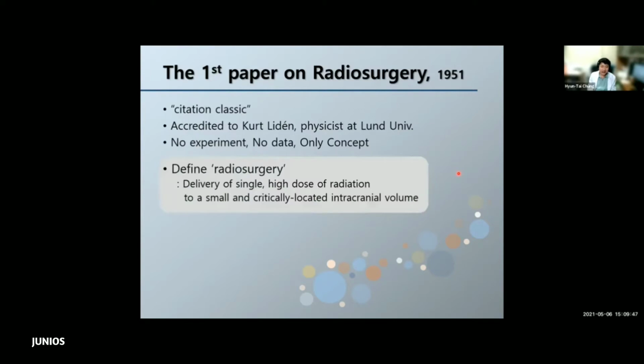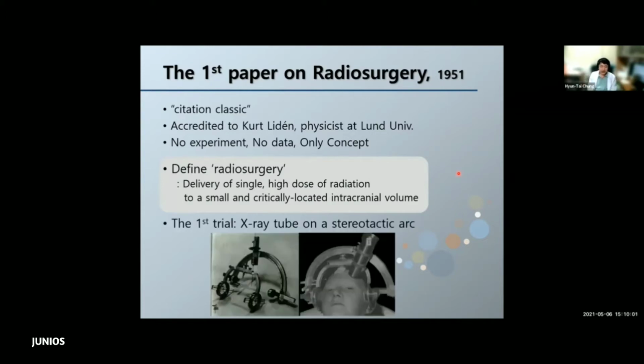Anyway, in the paper, he defined radiosurgery as the delivery of a single high dose of radiation to a small and critically located intracranial volume by focusing the radiation. The first trial was like this. They used the stereotactic arc and put an X-ray tube, over 280 kilovolt, like this. It is the same principle as the conventional linac, but this was before the linac. Soon he gave up this method because the X-ray energy was not high enough to pass through the skull. Anyway, the principle itself was to focus radiation to a single point.